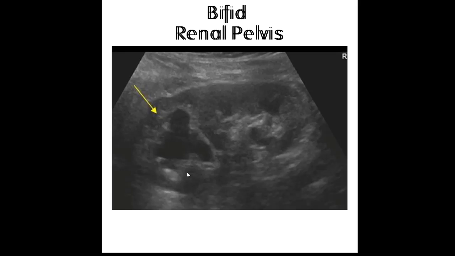Here's an example of hydronephrosis in the upper pole. So again, we have that prominent column of cortex dividing the two halves, dividing the two collecting systems, and that upper pole is most likely going to have fluid within it.